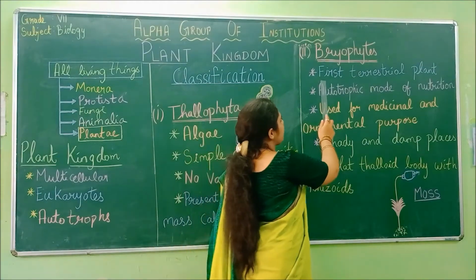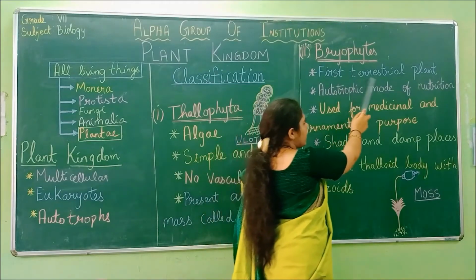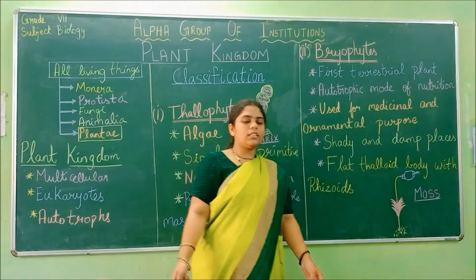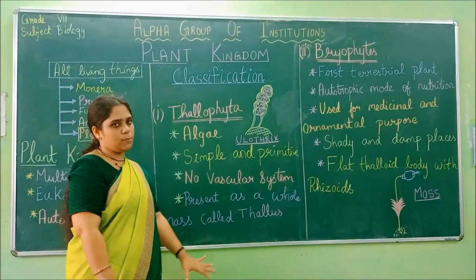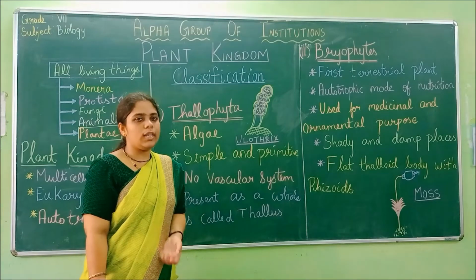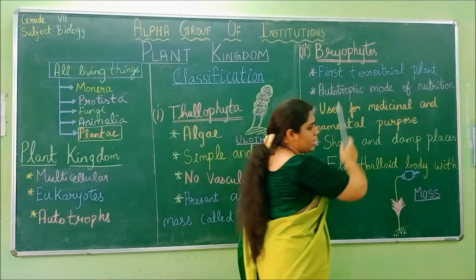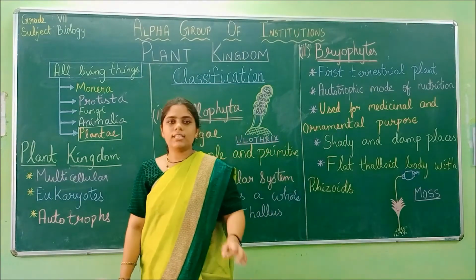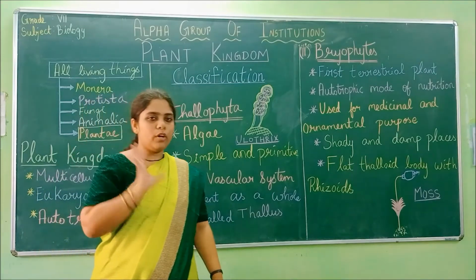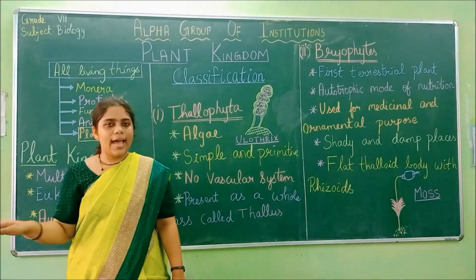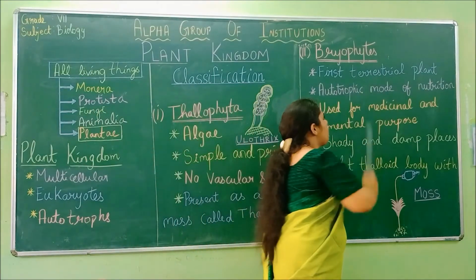So first is Bryophytes. Bryophytes means the first terrestrial plant. What are they? They are the first terrestrial plant. Algae grow only in moist places, but here they will grow on land. So that is why they are called the first terrestrial plant. First terrestrial plant means they are the first plants that grow on land surfaces.